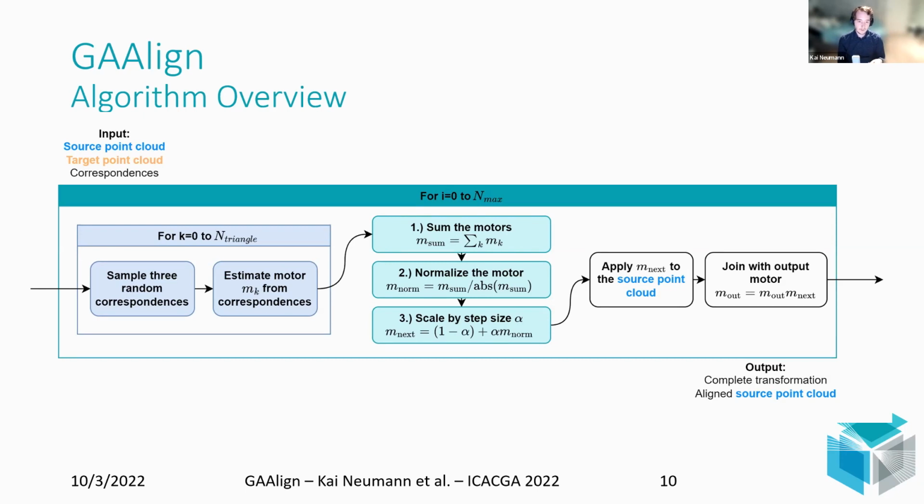After that, we sum the motors and then we normalize them. And summing and normalizing is basically the same as calculating an average motor. And then, as a third step, we scale the resulting motor, so the normalized motor, by the step size. We cannot simply multiply it by alpha, but we need to interpolate between our motor and the identity motor, which is no movement or rotation at all. And in PGA, this is just the scalar, so just 1. And so we interpolate between 1 and our new motor.